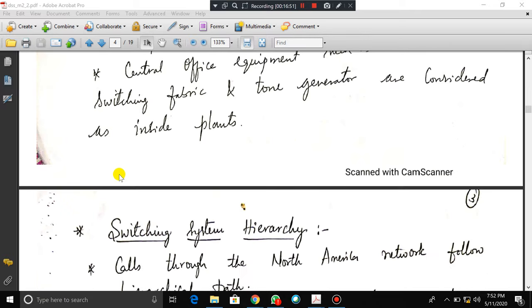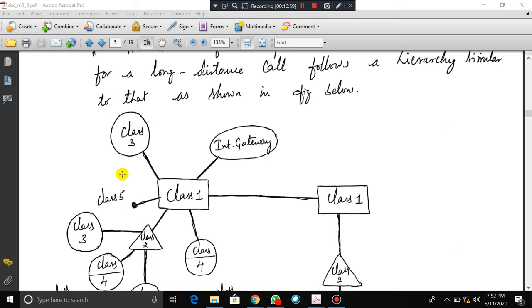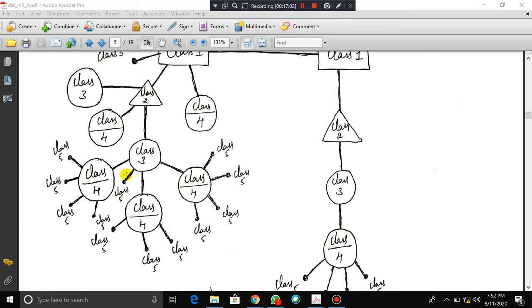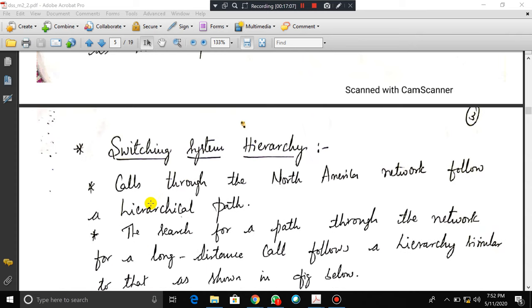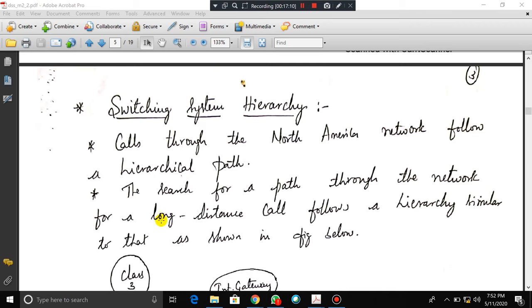The next topic is the switching system hierarchy. It is a very important topic and has a diagram you need to practice. Here we have five classes: class 1, class 2, class 3, class 4 and class 5. We need to discuss and remember each class, as each has certain points to remember. The authors take the contents from North America, so it follows the North American network hierarchical path. It may be different for India and other countries. This diagram is written for North America.